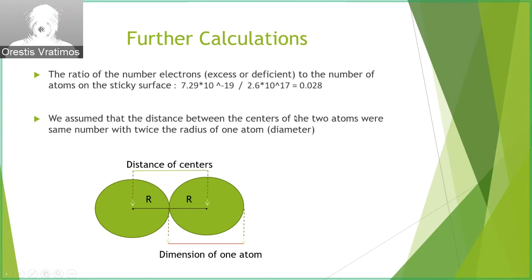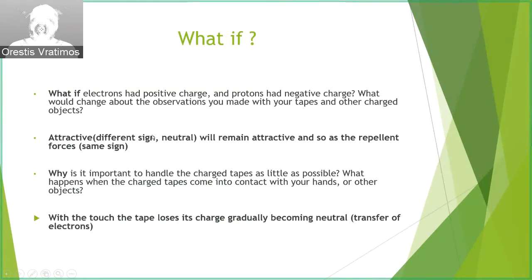And so two questions were raised also. What if electrons had positive charge and protons had negative charge? What would change? Basically, the forces would still be attractive on each occasion, for example when there are different signs, or when there are neutral objects with charged objects, the force would still be attractive. And as for repulsive forces, those objects that have the same sign, the same charge, would still have repulsive forces.